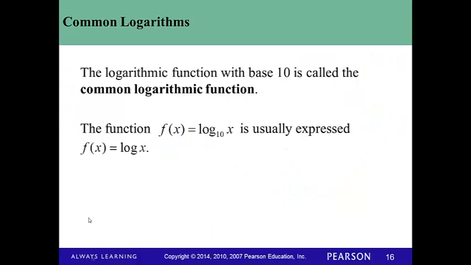All right, so common logs. Base 10 is known as the common log function. It's the base that your calculator works in. So when you hit log in your calculator, it automatically does log base 10.